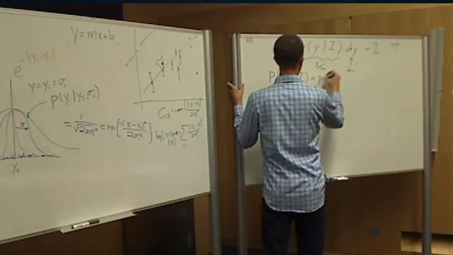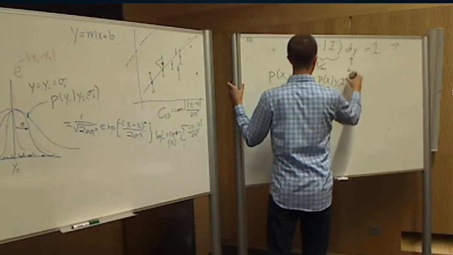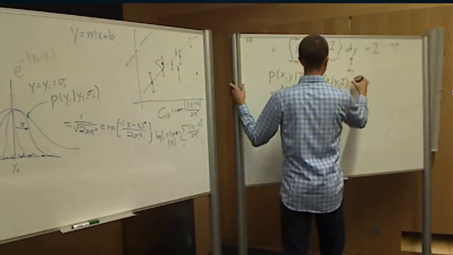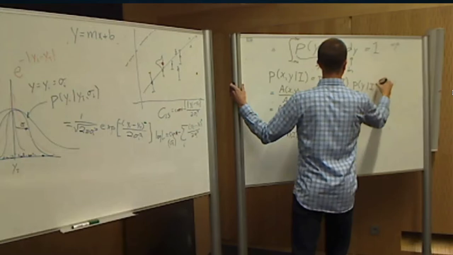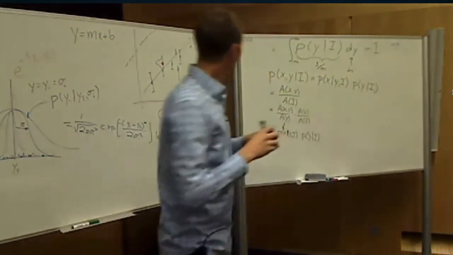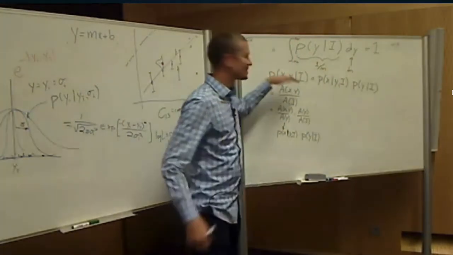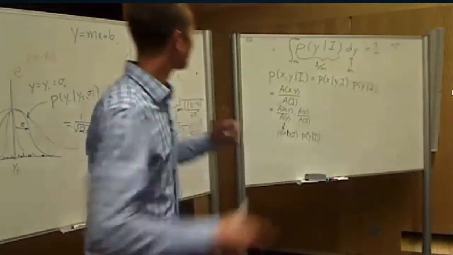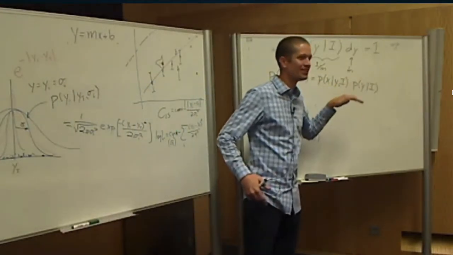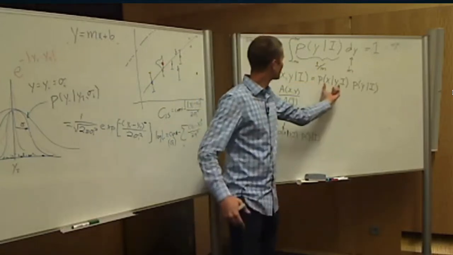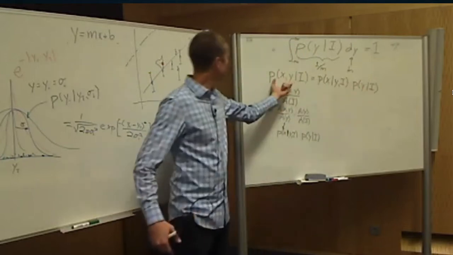So probability of x given y, comma I, times the probability of y given I. And this is actually the definition of joint probability. And you should memorize this, because as you manipulate probabilities, you'll come across this sort of expansion all the time. You have the conditional probability of x given y times the probability of y is this joint probability.